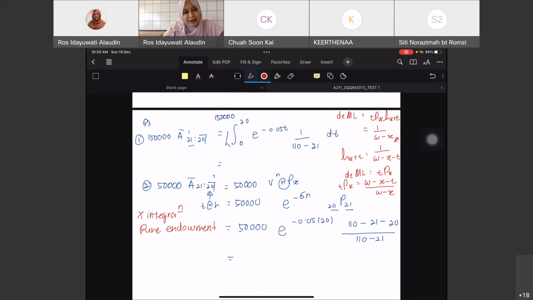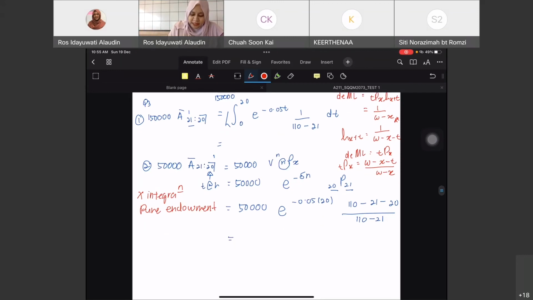But for the death case, if he dies within the 20 years, we don't know when, within the 20 years we will pay him the death benefit. That's why we need the integration, because we have the interval period. And then for the endowment, you add both values from this and this, and you will get the endowment.